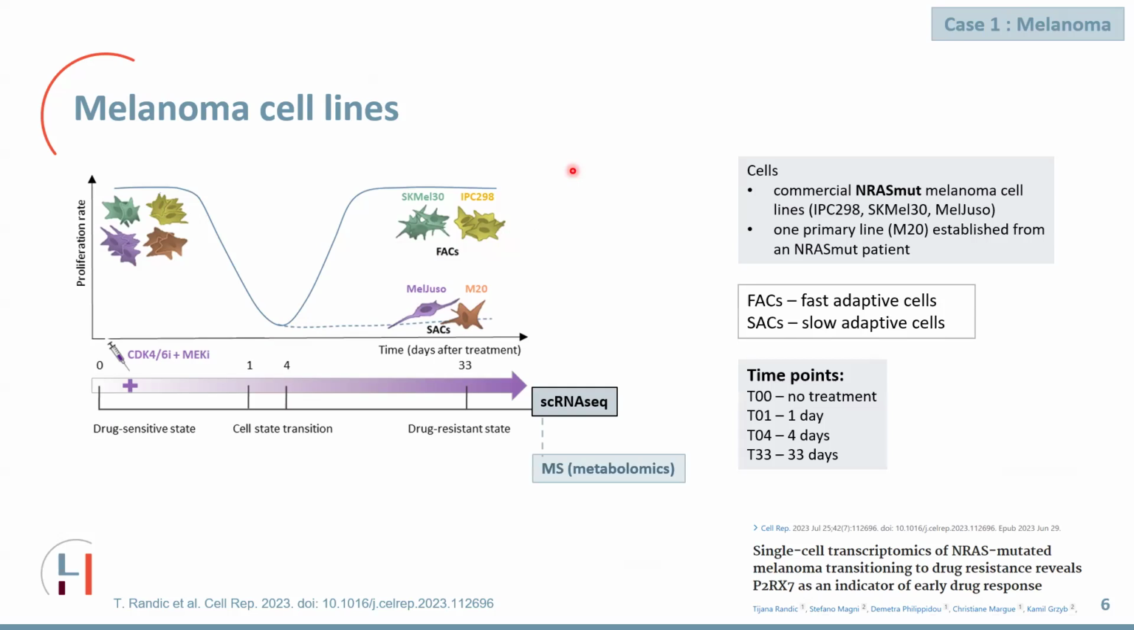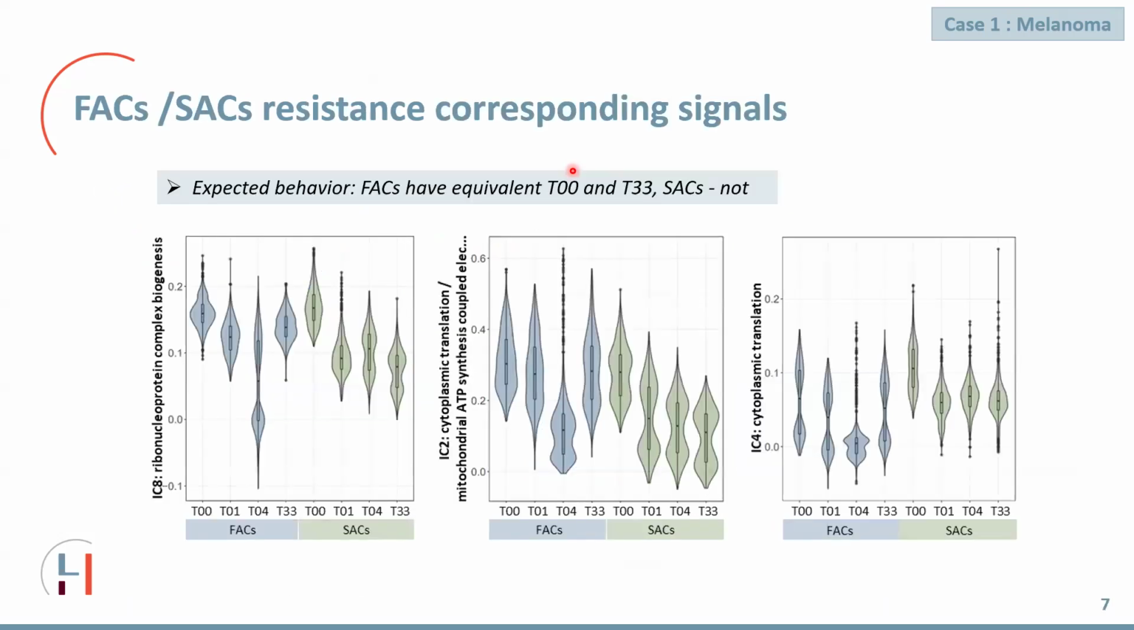And then we did metabolomics to try to integrate with this data. Briefly, some interesting independent components that we extracted show the expected behavior, different for fast and slow adaptivity. For cells with fast adaptivity, signals go down during the treatment, but then in the resistant state go high again, and for cells with slow adaptivity, signals just keep going down.